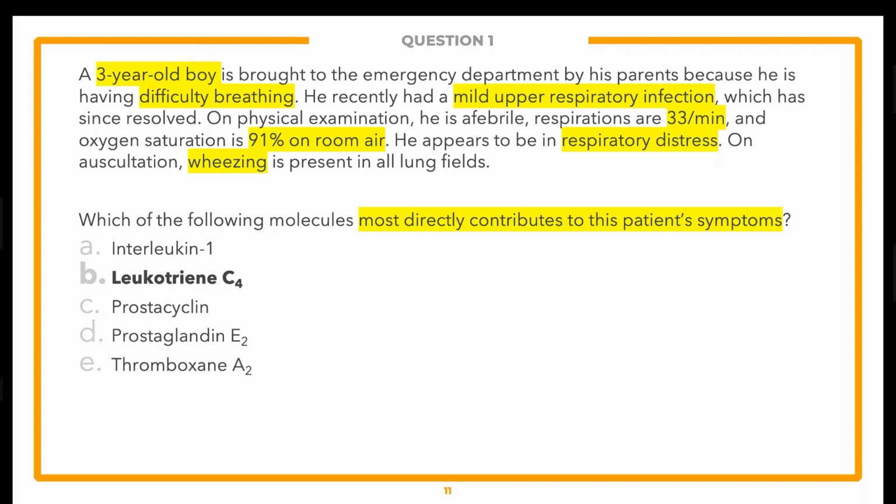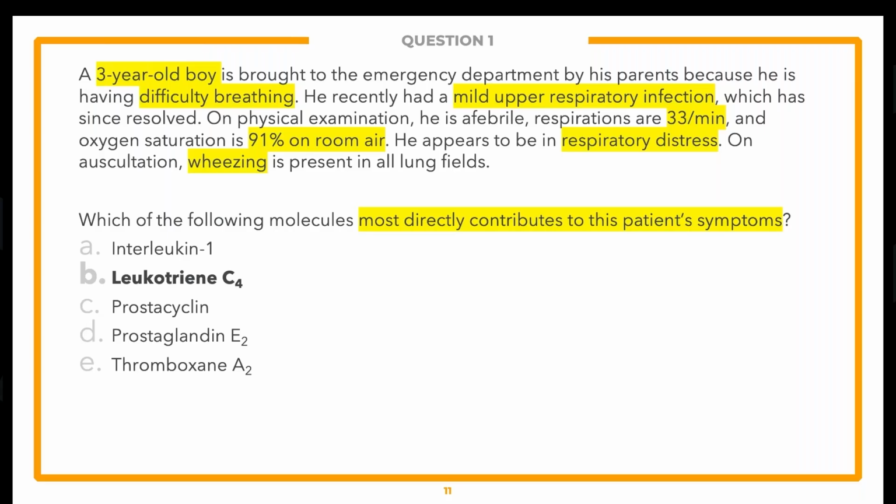Now, this question, I expect you to know all of that just from reading the story, but the question is asking about the molecule. So you have to really get into that arachidonic acid pathway, right? Think back to your Step 1, there's that classic high-yield chart where they go into the phospholipase A2, going into the arachidonic acid, and they break down into the COX pathway and the LOX pathway.